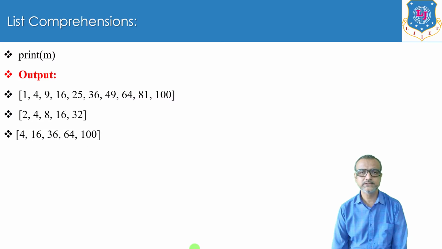So in today's lecture we have seen the concepts of aliasing and cloning, then after nested list, then after nested list as matrix, and finally we have seen list comprehension, and we have seen various examples based on these topics.